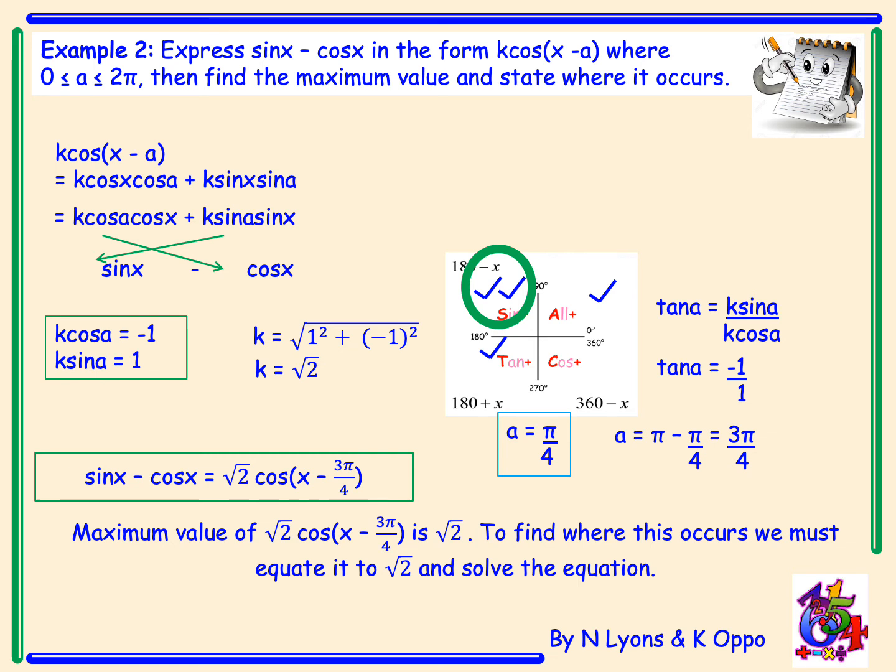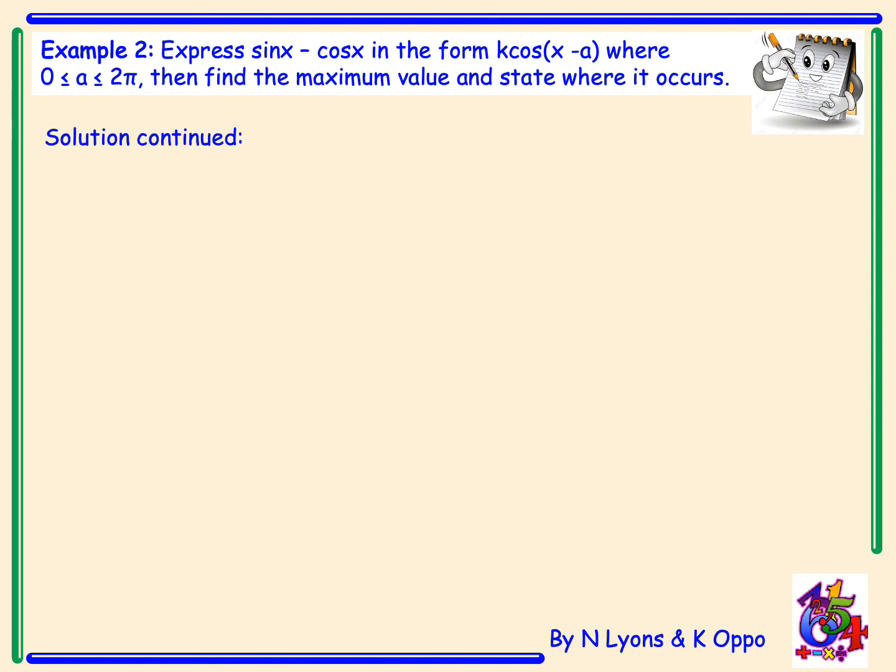And to find where it occurs, we must equate the wave function to √2 and then solve the equation. So if we continue our solution, √2 cos of x minus 3 pi over 4 is equal to √2. And again, I need to rearrange this to have cos on its own. So I'm going to take my √2 at the front over and divide, and we'll find I have cos of x minus 3 pi over 4 equal to 1.